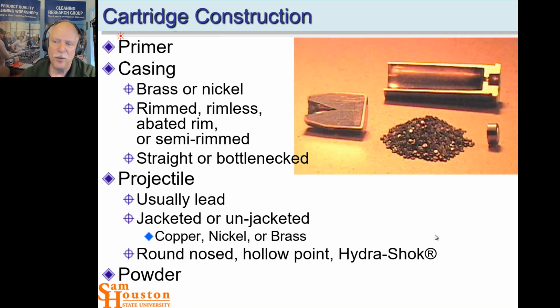And so whenever we're dealing with gunshot residue, we need to learn a little bit about what goes into ammunition. This is a typical construction of ammunition here. We have a cartridge. It could be brass or nickel. Most common is brass. It could be rimmed or rimless. This has a rim on it right here. Okay, so that's called the rim.